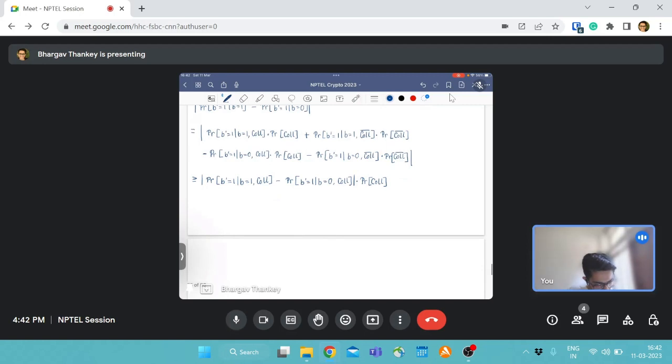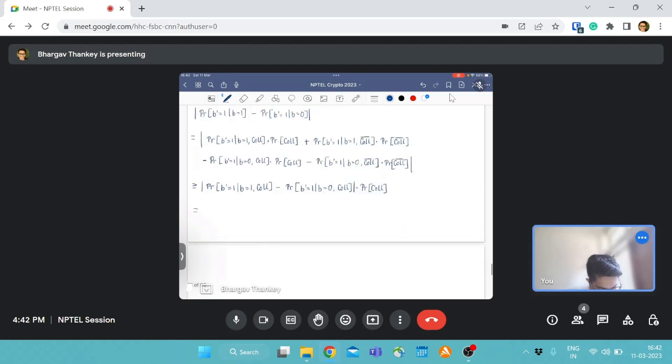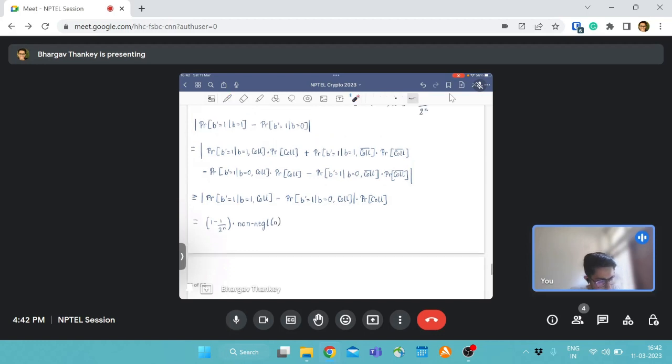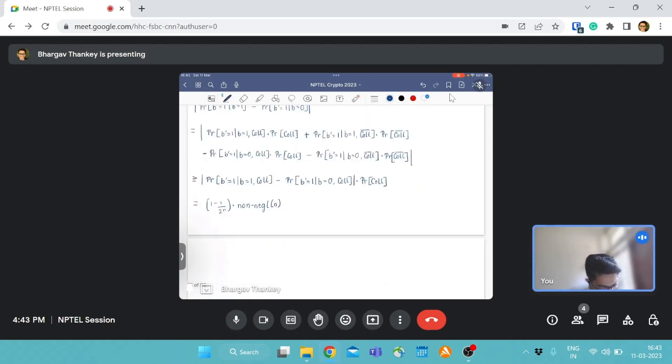So this quantity, we saw, is 1 minus 1 over 2 to the n. So this quantity is 1 minus 1 over 2 to the n times a non-negligible function, because the probability that collision occurs is non-negligible. So this is non-negligible.